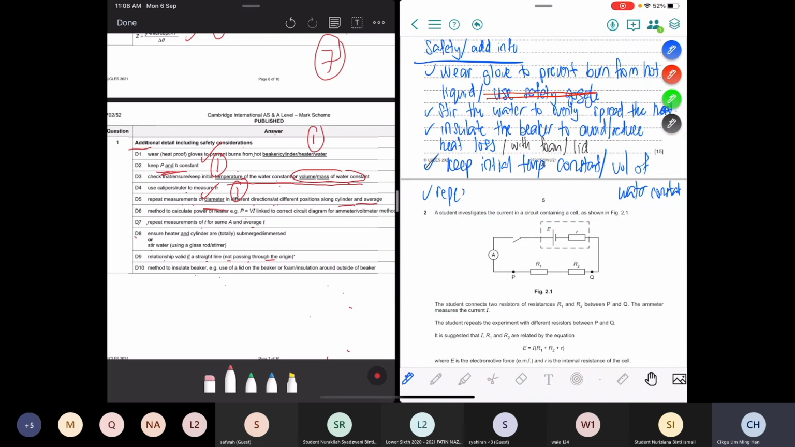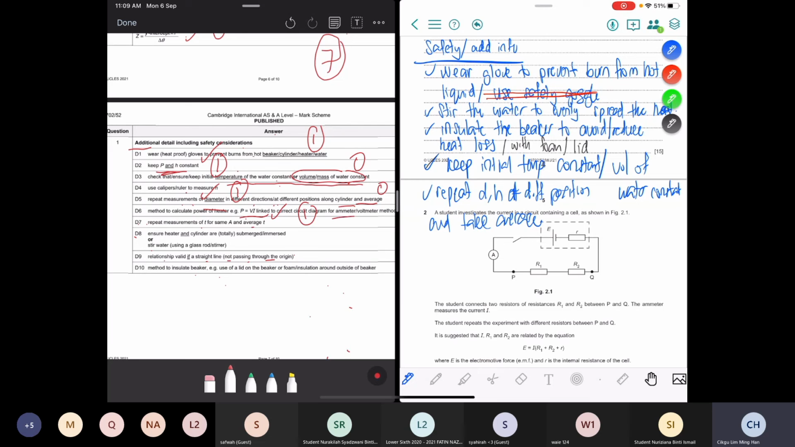We missed, just now Lokman's, the time taken. So we say repeat D and H at different positions and take average. So we missed this one also. Many we missed, this one also we missed it. And this one is by Nazira just now, using power as IV.